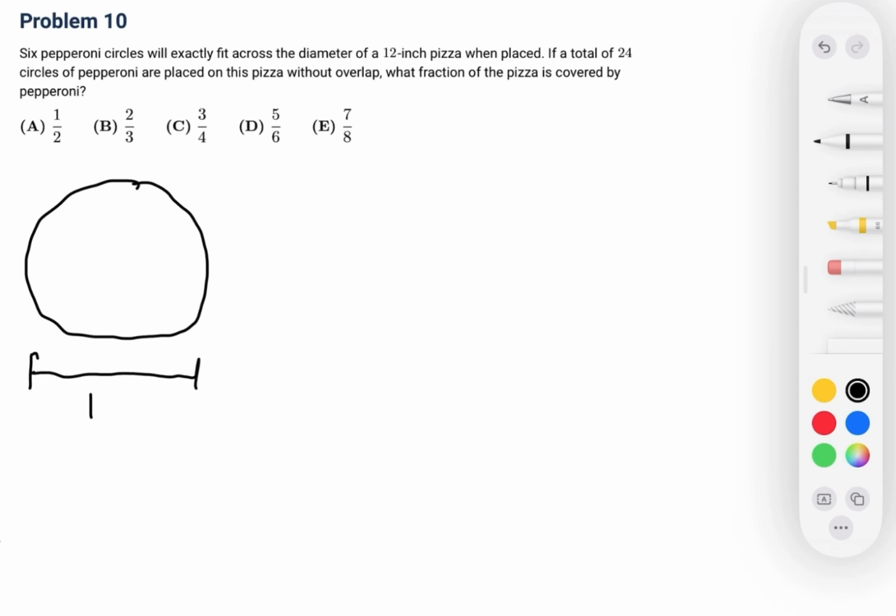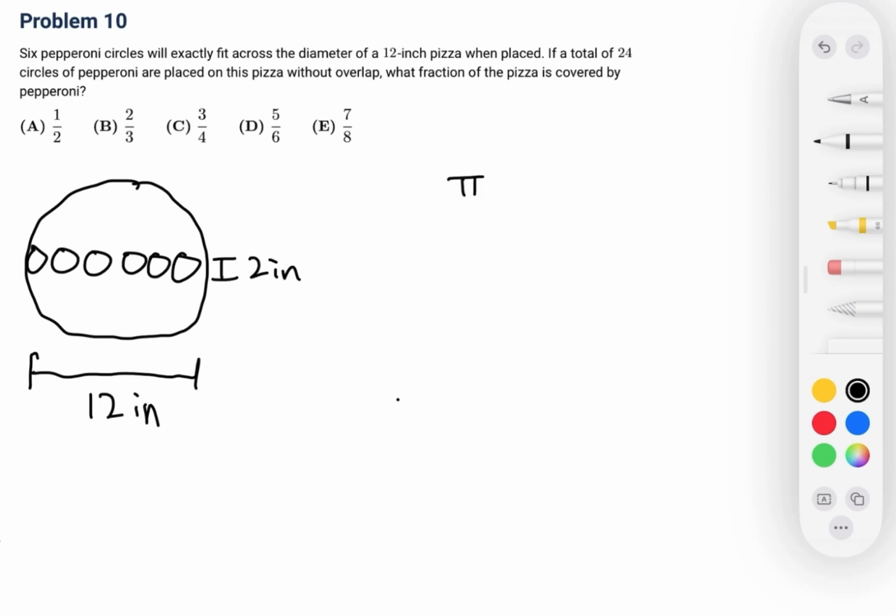Let's say this is our pizza and it has a diameter of 12 inches. And then the problem tells us that 6 circles of pepperoni fit across the diameter. This means that each diameter of the pepperoni is 2 inches. So now all we have to do is find the area of one pepperoni circle, multiply by 24, and then place it over the area of the entire pizza.